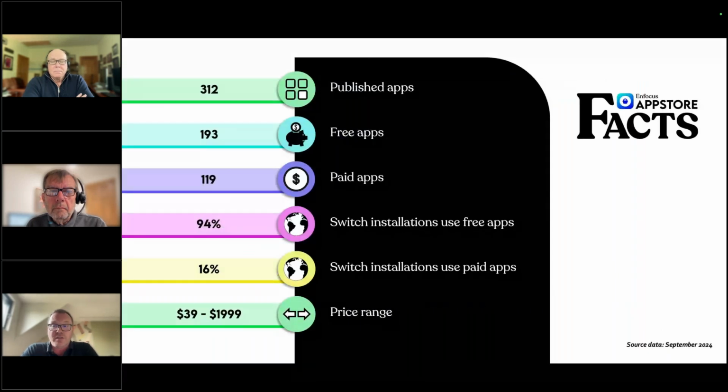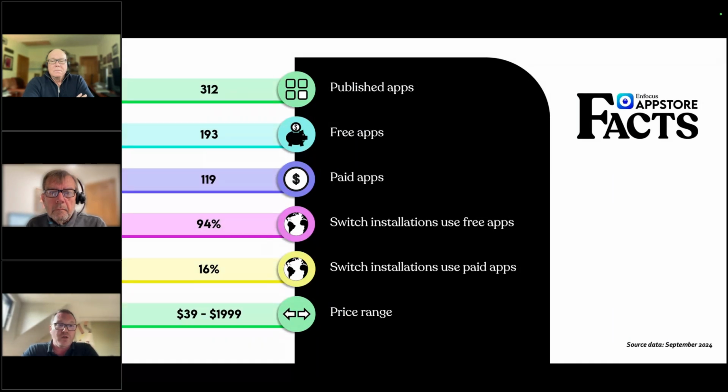I counted this on September 24th, so I need to update this slide a little bit. But at that time, we were at 312 published apps on our App Store. A couple of them are free, a couple of them are paying as well. Install base wise, around 94% of our Switch installations use at least one free app, whereas 16% are using payable apps. So yes, the free apps are a little bit more popular than the paying apps. And I have good news as well. The AccurioPro VDP app is also a free app for all our Switch users under active maintenance or subscription.